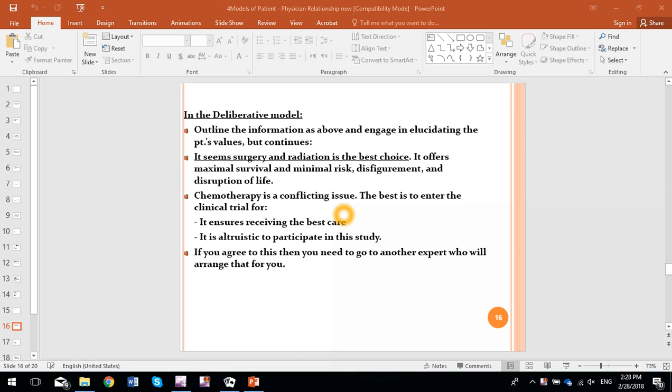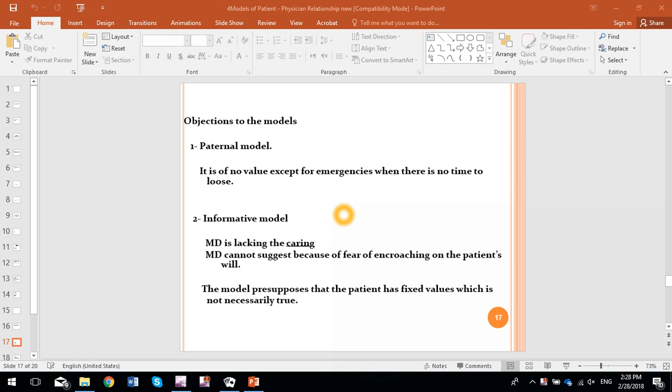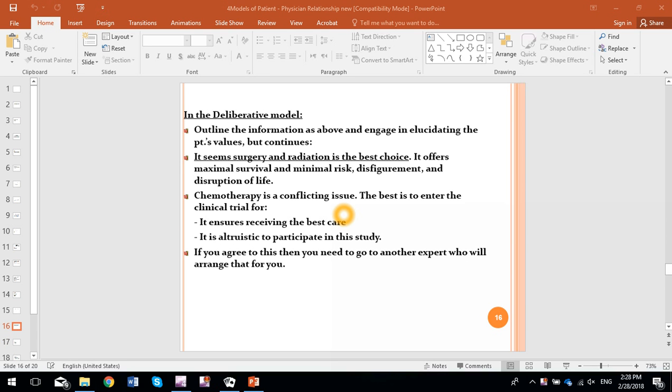Seems clear that from the single patient, for a single case, all the four models are describing different things depending on the relationship between the patient and physicians. Thank you.